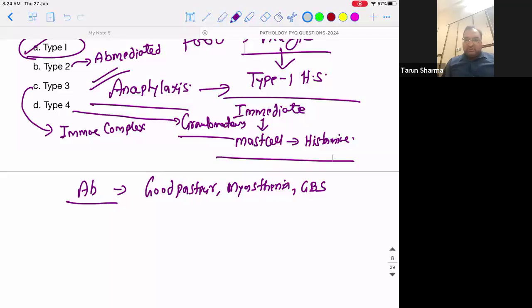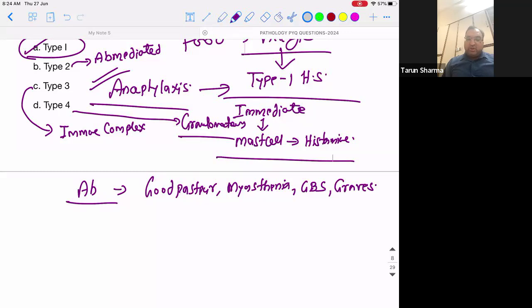Okay, so it was lagging. So now it's all right. So Goodpasture, myasthenia, GBS, and even one of the very important diseases that belongs to the thyroid, that is Graves disease. Graves disease is also an antibody mediated disease.